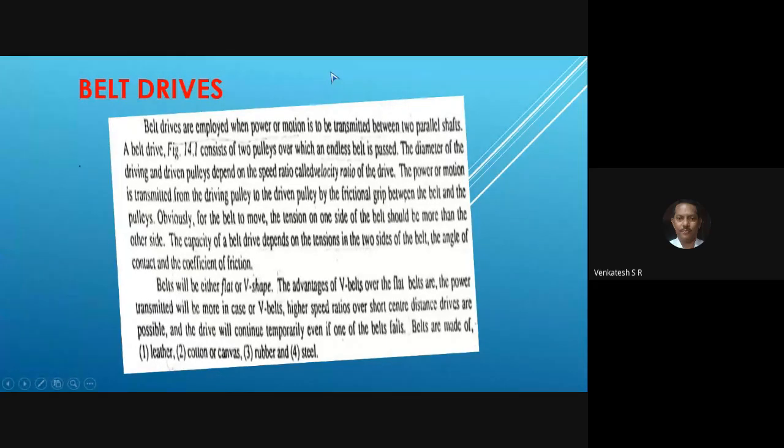The belt drives are used to transmit the power from one place to the other place, or from one point to the other point. Gear drives transmit the power developed in the engine through the gearbox to the wheel. Like that, you can use belt drives, gear drives, chain drive, rope drive. In your syllabus, you have only belt drives and gear drives.